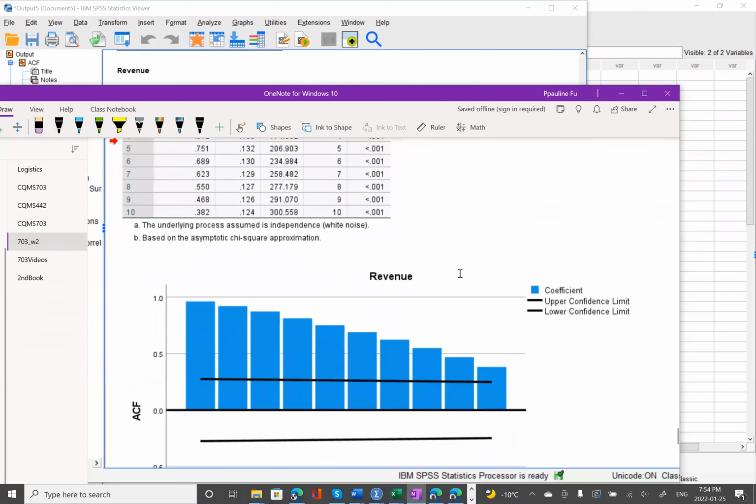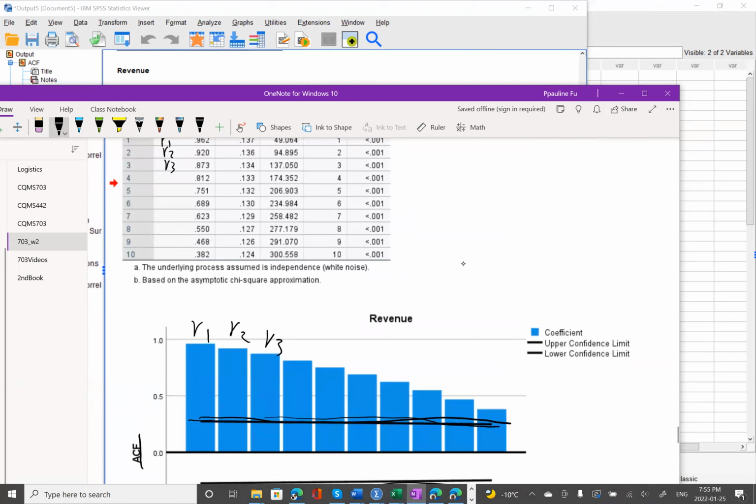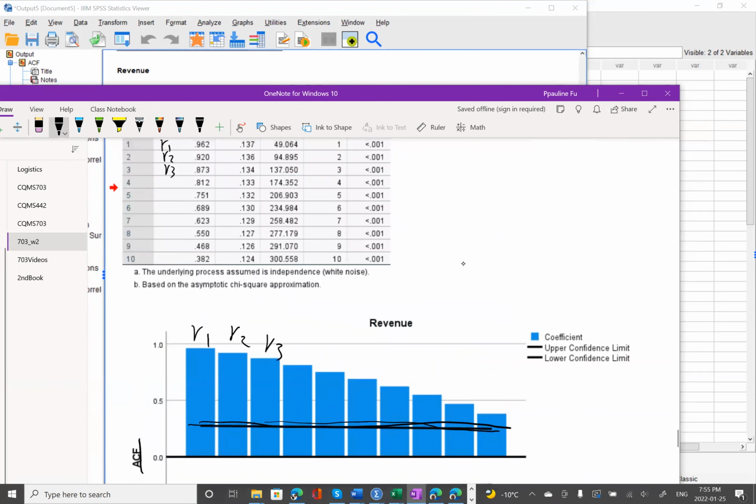If you take a look at the ACF, autocorrelation function, this diagram, you have the upper limit is this line, lower limit instead here. All these numbers, this is R1, R2, R3, are bigger than the upper limit. They are significant. They are significant means they are far away from zero. So from the graph or from the number, it tells us the data has trend.